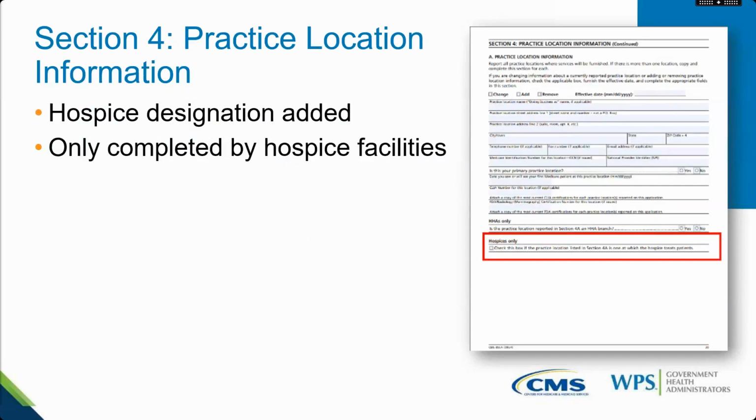So I'll start with section 4, practice location information. The big change here is that in section 4A, where you report the practice location information, there is an additional question and it's specific to hospice. So it is asking if the location being reported is one in which the hospice is going to be treating patients. It's just a checkbox, just letting us know that this is where patients are being treated for hospice. And again, it is for hospice only.